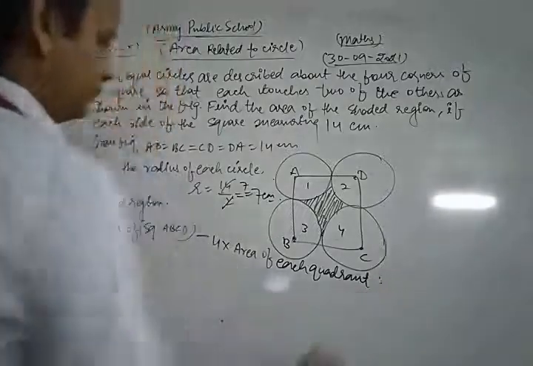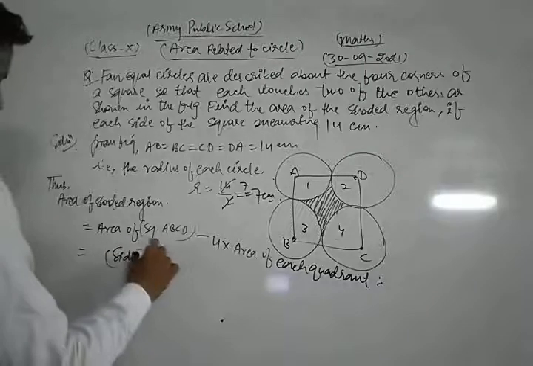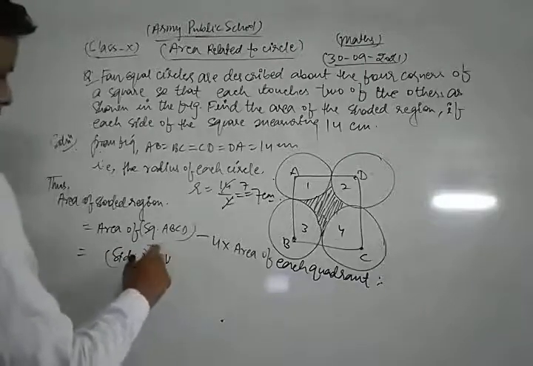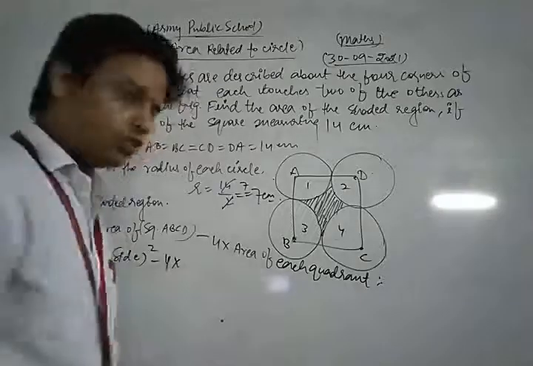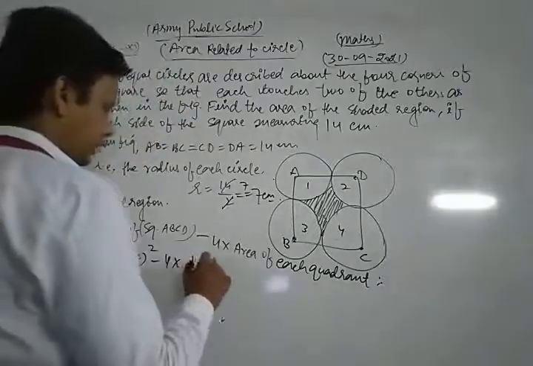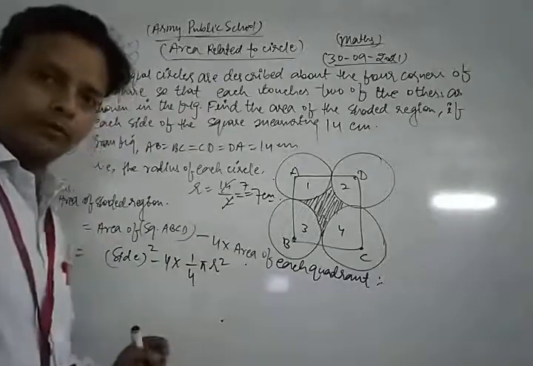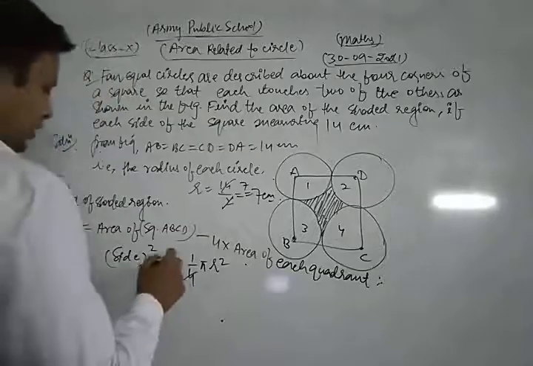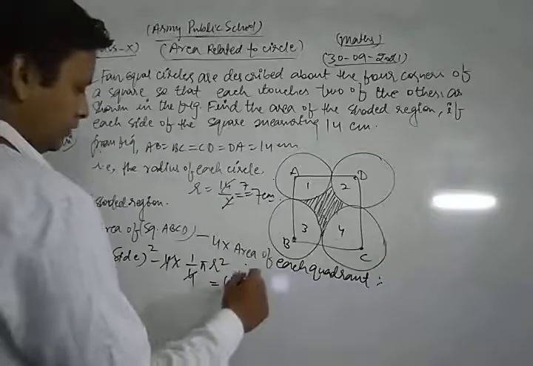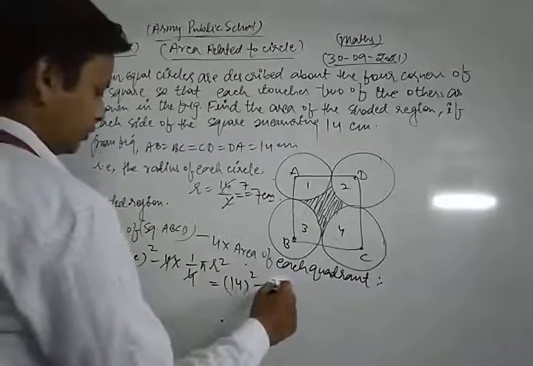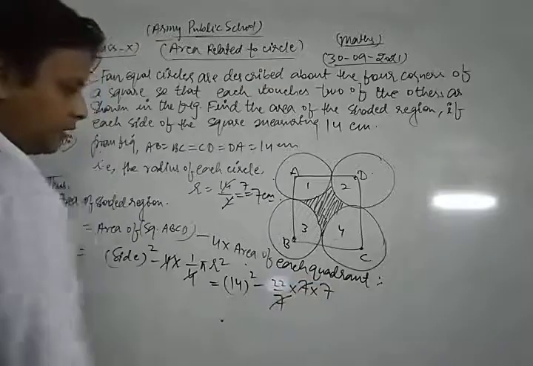Okay, now look, area of square, you know, is side square, and minus 4 into area of each quadrant. The area of each quadrant is 1 upon 4 pi r square. Now we put the formula. Now here the 4s cancel each other. Side of the square is 14, na? 14 square minus pi is 22 upon 7 into r square, 7 into 7. Now 7 what?